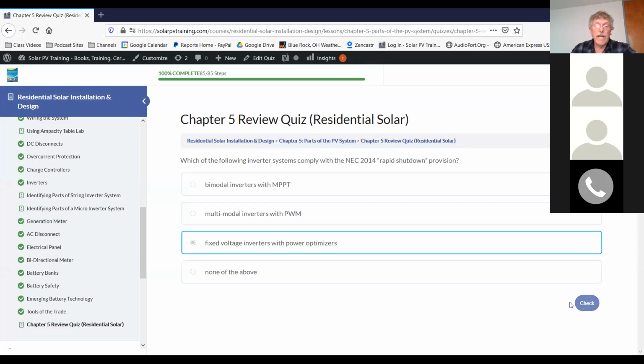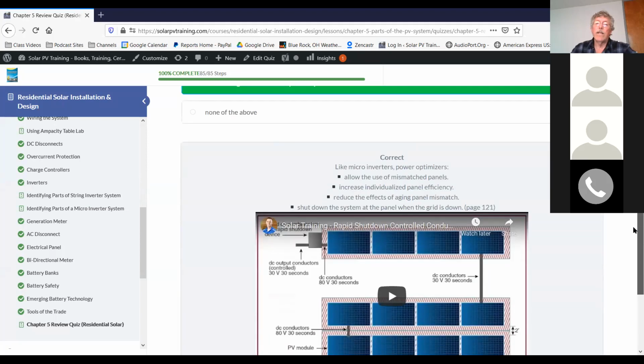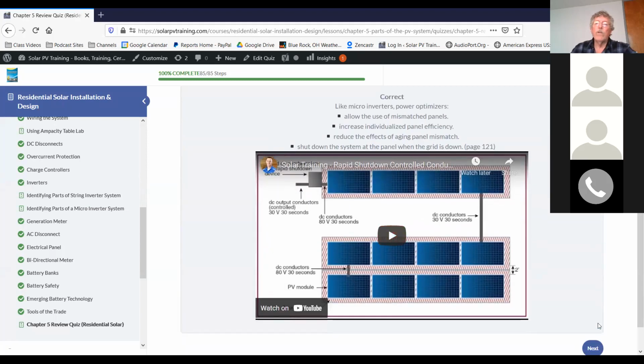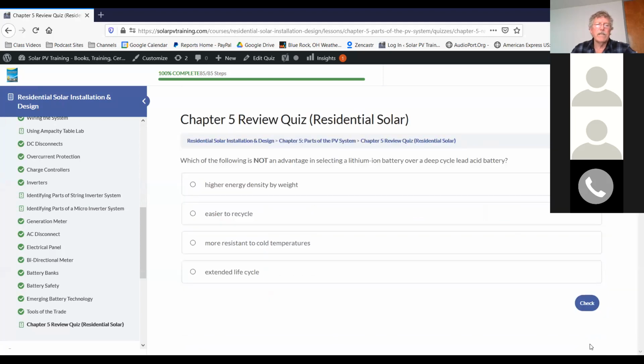And over the years, that has got tightened quite a lot. And the rapid shutdown only applies to buildings. It doesn't apply to ground-mounted systems.